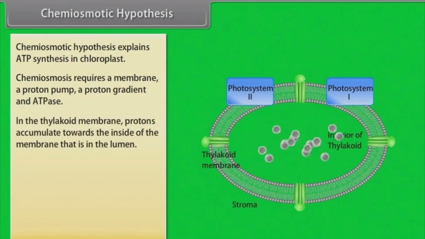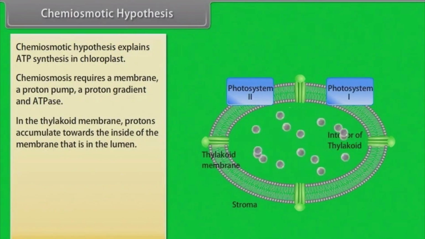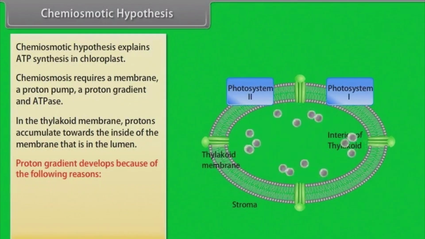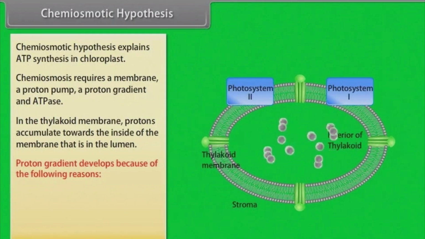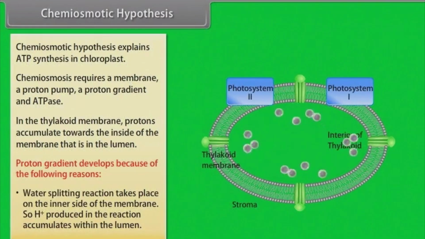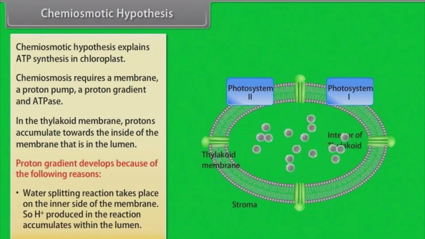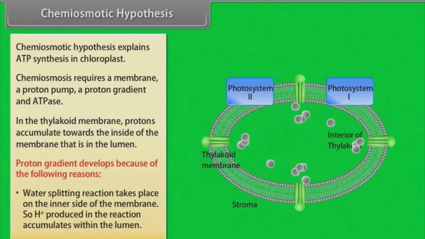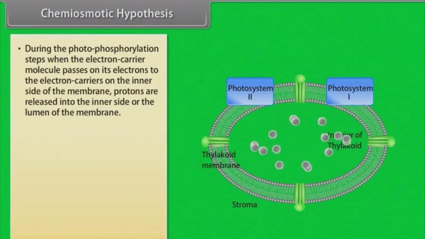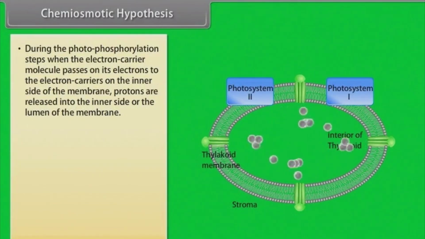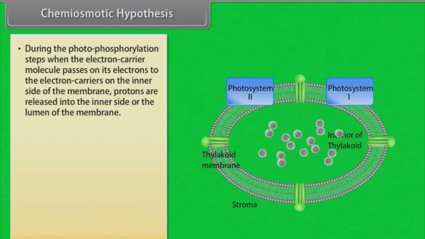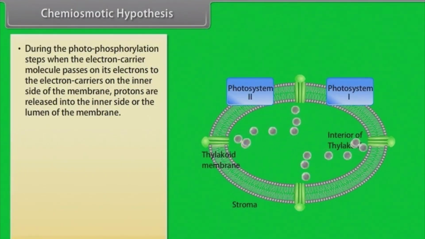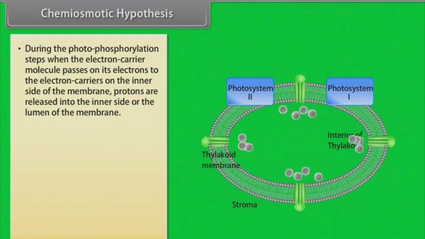In the thylakoid membrane, protons accumulate towards the inside of the membrane, that is, in the lumen. The proton gradient develops because of the following reasons. The water splitting reaction takes place on the inner side of the membrane. So, hydrogen ions produced in the reaction accumulate within the lumen. During the photophosphorylation steps, when the electron carrier molecule passes on its electrons to the electron carriers on the inner side of the membrane, protons are released into the inner side or the lumen of the membrane.